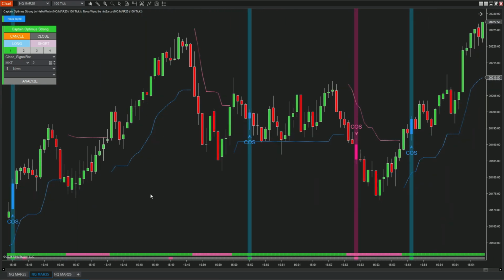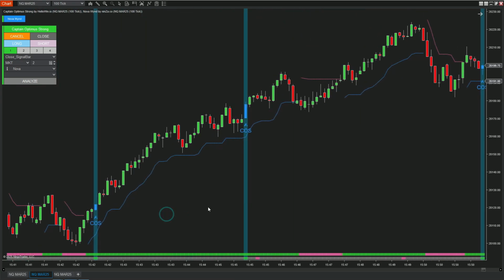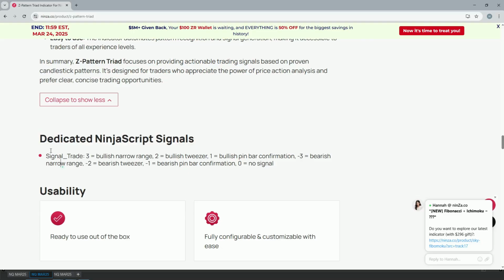To ensure accurate pattern identification, you can visit the Captain Optimus Strong product page and check the dedicated NinjaScript signal section. This page provides precise numerical values for each pattern, allowing you to input them correctly and enhance the system's ability to recognize and respond to signals effectively.